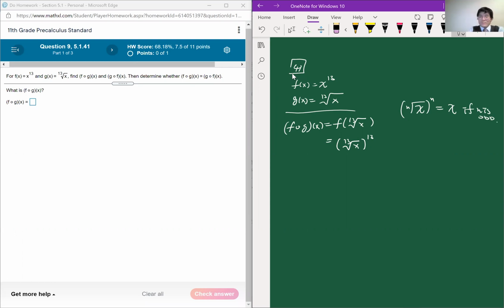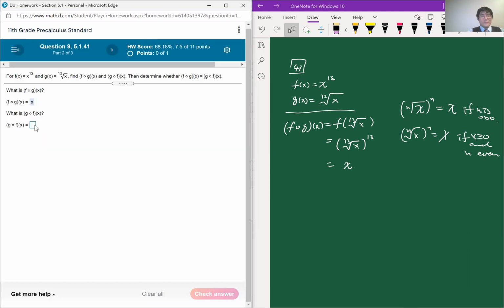When n is even, you have to be careful about the sign. If n is even, as long as x is positive, it's the same. If x is greater than 0 and n is even, this is equal to x. So in this case, it's going to become x.